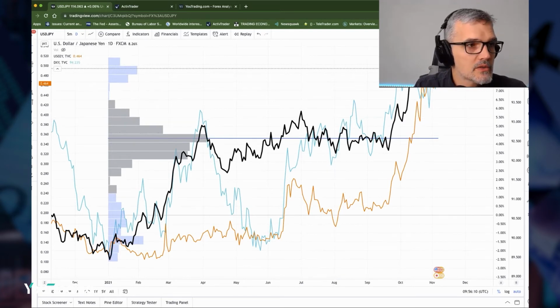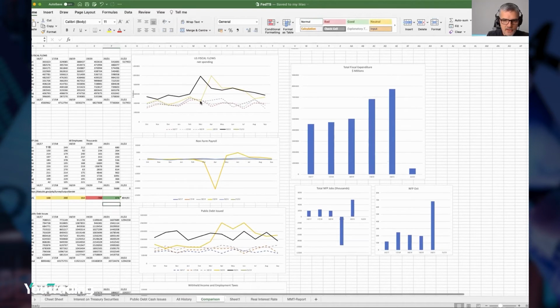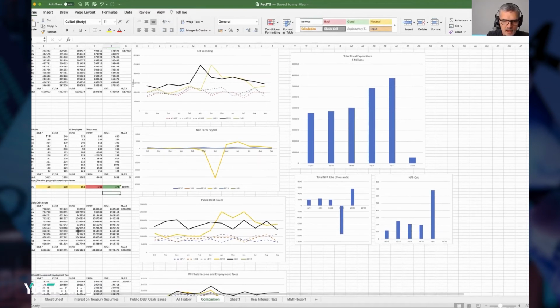So if we go to here, I track certain things. I track US fiscal flows, I track NFP, public debt issues and things like that. And in terms of jobs, we want the NFP. Well, according to Fed Chair Powell, we want to see NFPs coming in around 550K to 600K. The more they do that, the quicker the US will get back to maximum employment.